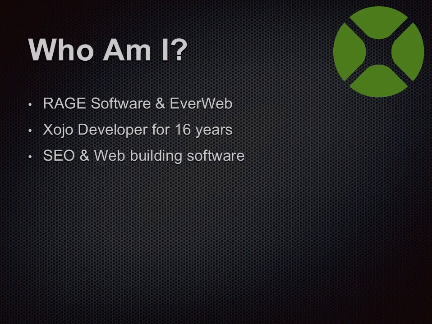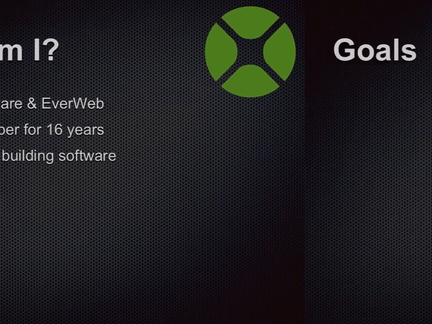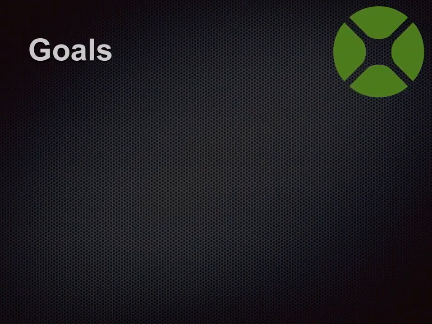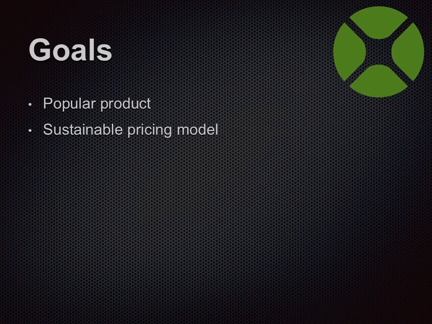So I think there are two goals when you want to create a software company. One, obviously, you want a popular product. That means a good community around your product, a passionate and growing user base. But also, very important, a sustainable pricing model. To me, that means obviously not free, because everybody can create a free popular product, but something that has regular, measurable income.